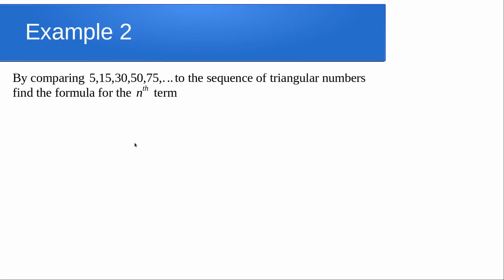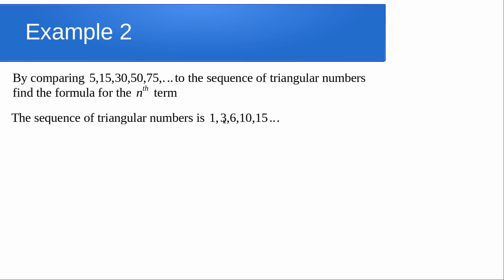Okay, so here's one more example, and this is 5, 15, 30, 50, 75, and we're told to compare this to triangular numbers. The triangular numbers go 1, 3, 6, 10, 15. We're going to use the same approach again. If I multiply 1 by 5, I get 5. If I add 4, I get 5. So the two things I'm going to consider are multiplying by 5 and adding 4.